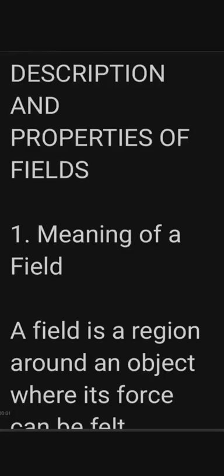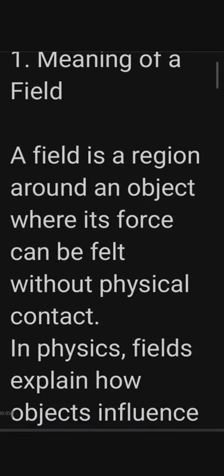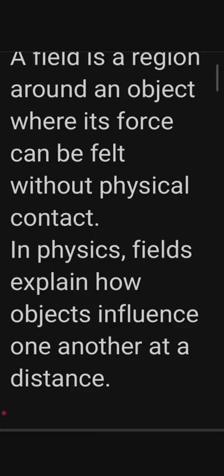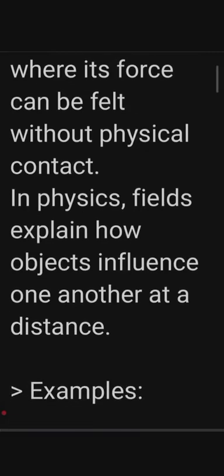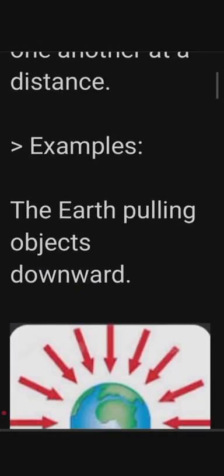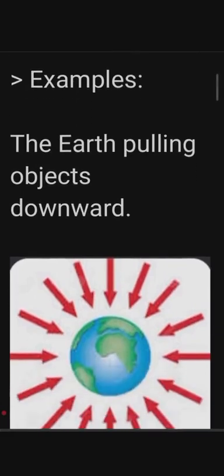Description and properties of a field. A field is a region around an object where its force can be felt without physical contact. In physics, fields explain how objects influence one another at a distance. Example, the earth pulling objects downward.